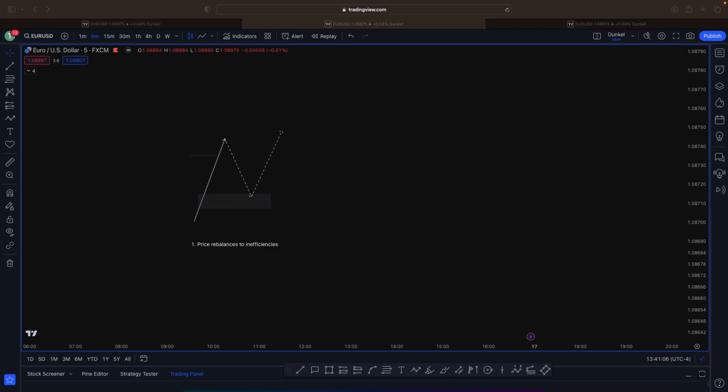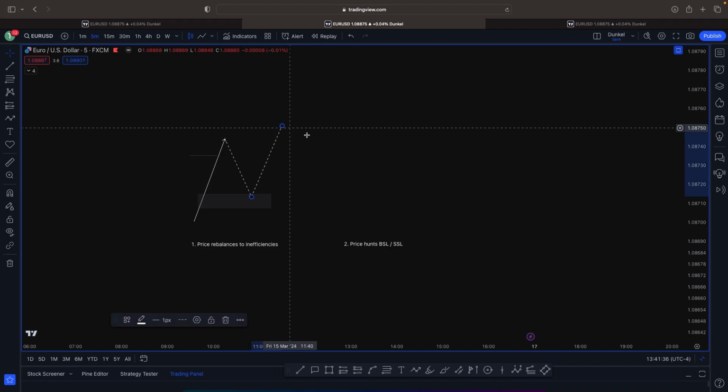The next thing price does is it hunts buy side or sell side liquidity. I think this is pretty self-explanatory. So price always seeks liquidity, either external liquidity or internal liquidity. A swing high, for example, would be external liquidity, and a fair value gap or an order block, whatever there is, would be considered internal liquidity because it's inside of a range.